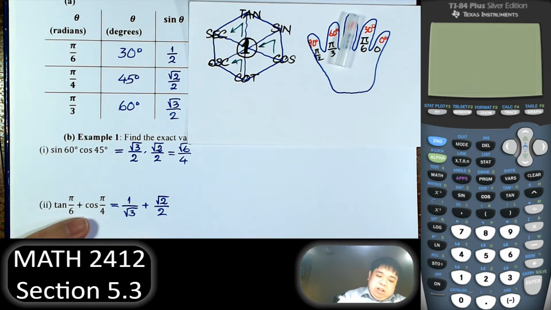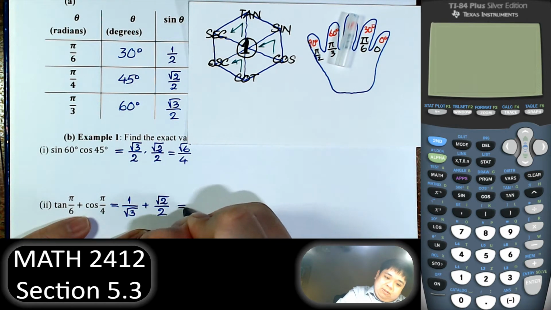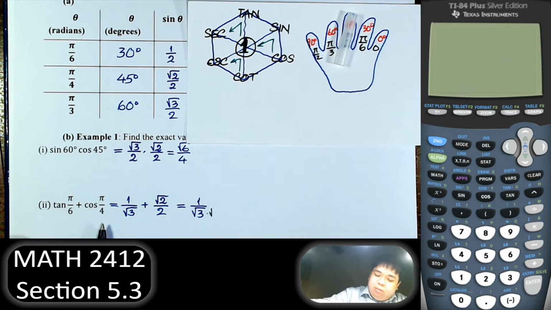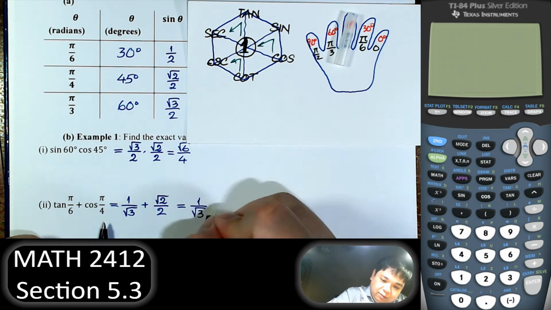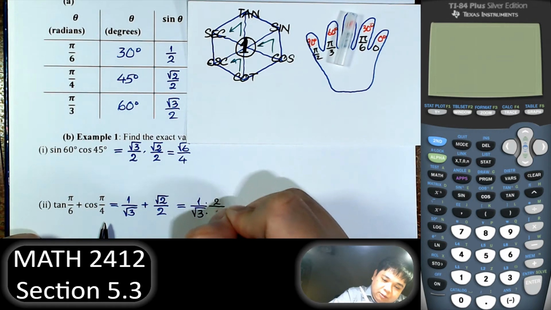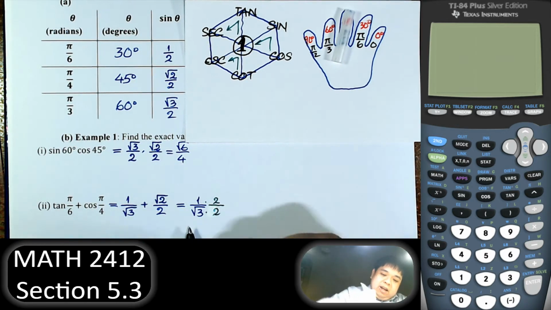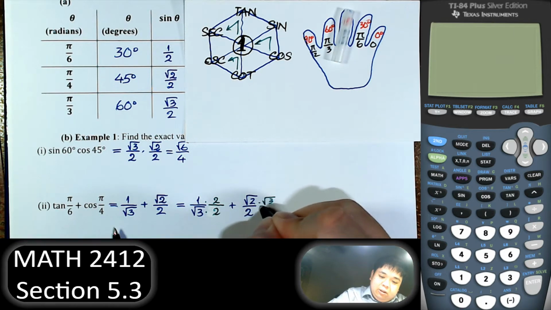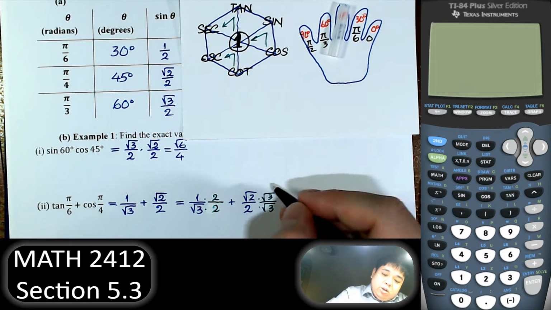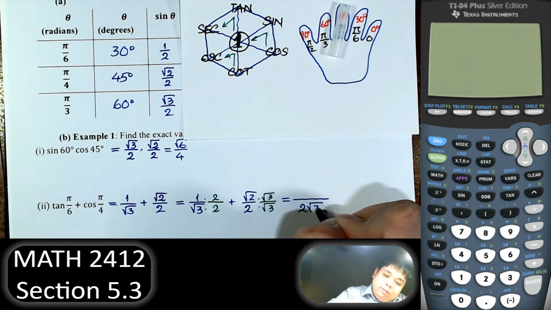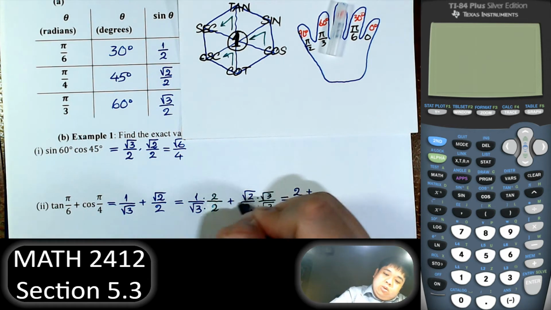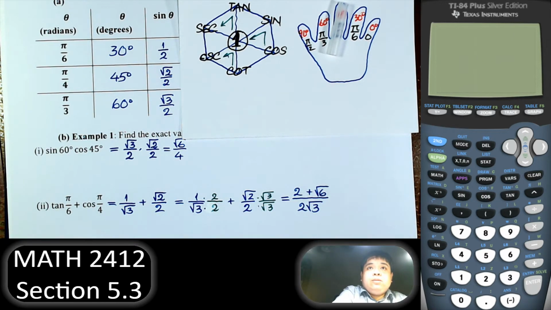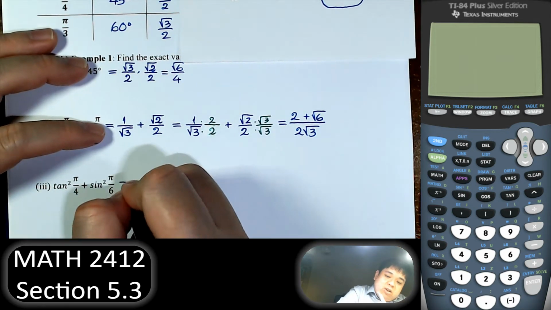Of course, we can do the common denominator. It is 2 square root of 3. So I will multiply by 2 here, and then multiply by square root of 3. So I have 2 square root of 3 at the bottom. Common denominator on the top, I have 2 plus square root of 6. That's what we have.